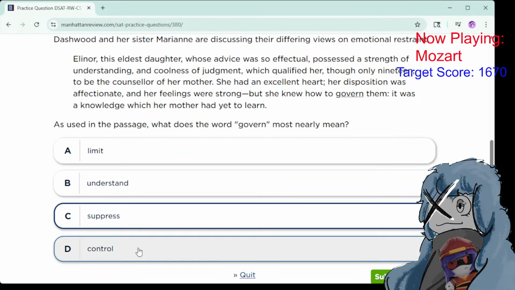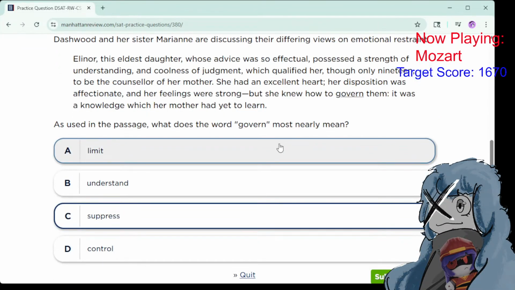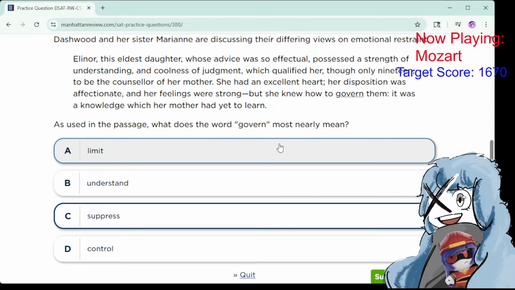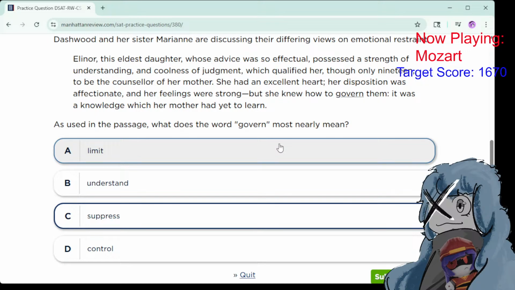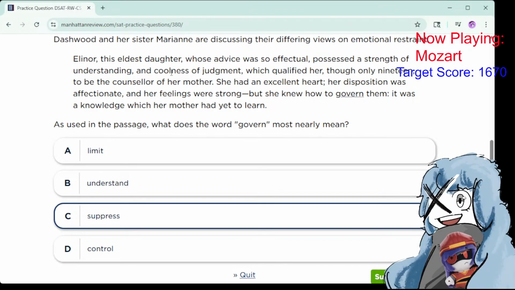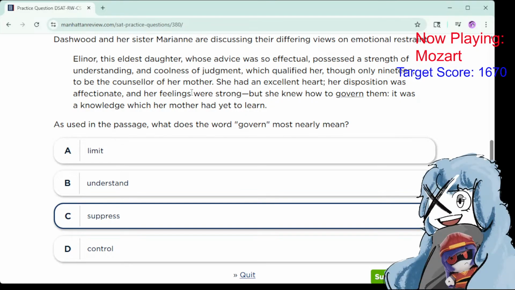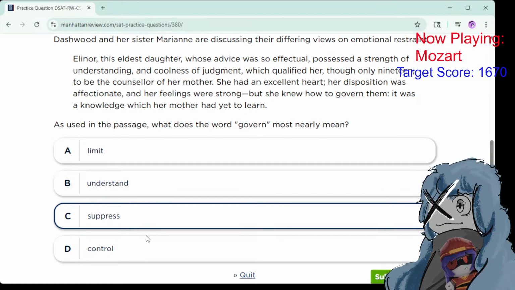Ooh, limits, strong. This one's so hard. "She had an excellent heart, her disposition was affectionate, her feelings were strong, but she knew how to govern them." Life was full of factual, possessed strength of understanding, coolness of judgment. At the heart, her disposition was affectionate, feeling was strong, but she knew how to govern them.